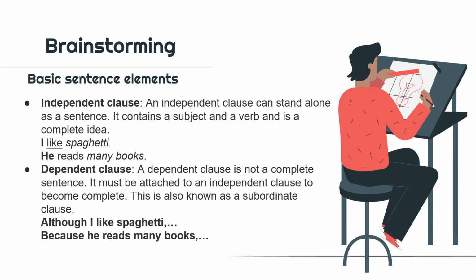An independent clause can stand alone as a sentence. It contains a subject and a verb and is a complete idea. For example, I like spaghetti. He reads many books. I is the subject, like is the verb, spaghetti is an object.